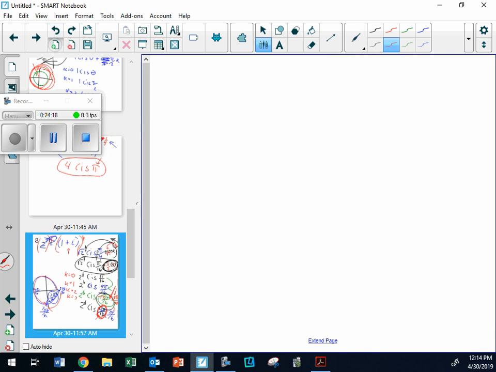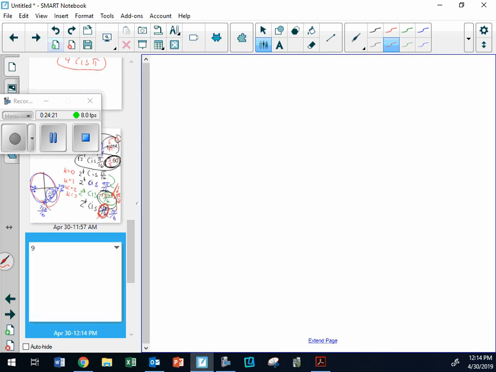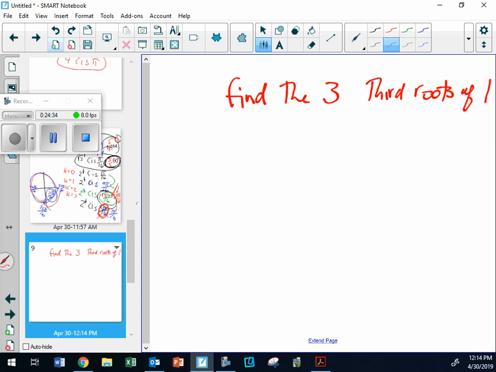Now, this one usually blows people's minds. This will be the question. Find the three third roots of 1. If I'd have just asked you what's the third root of 1, some of you would have been like, what's a third root? But then the others would have been like, oh, it's got to be 1, because 1 times 1 times 1 makes 1. Well, that's one of the answers, but there's more. There's actually 3 third roots of 1.